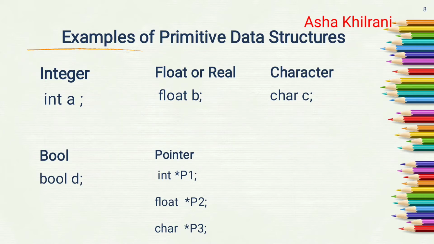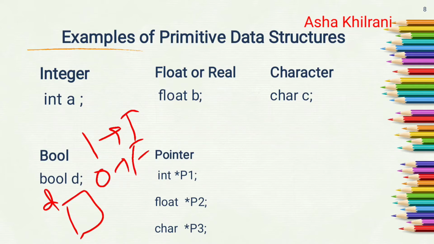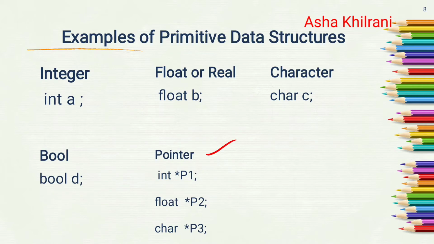For boolean values in C, C++, 1 represents the true value and 0 represents the false value. So to store 0 or 1, meaning true or false, we can use the bool data type. Next is pointer. A pointer is a variable which is used to store the address of another variable. If you are creating an integer variable int a, then 2 bytes of memory will be allocated to it. So suppose the memory address which is allocated to variable a is 100.